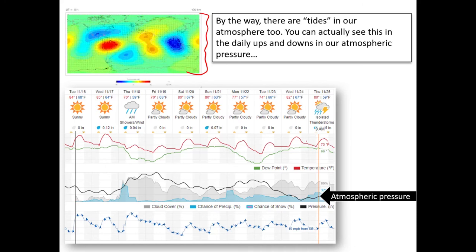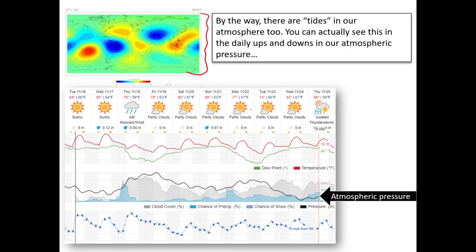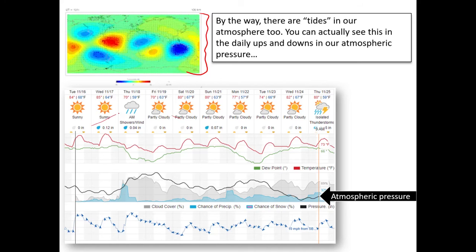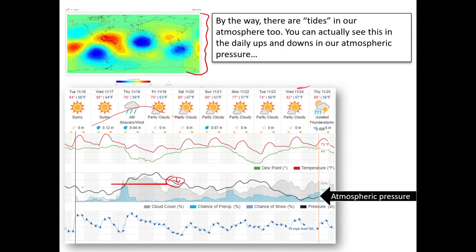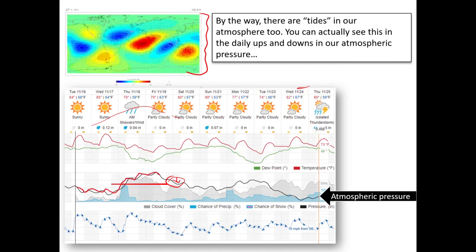I don't know if you've ever noticed this. Some of you probably like to follow weather a little bit, but maybe not. This is the 10-day forecast down here for Corpus Christi. And this black line down here is the atmospheric pressure. You'll notice that it goes up and down, up and down with the days, right? It's like a wiggly line going up and down.